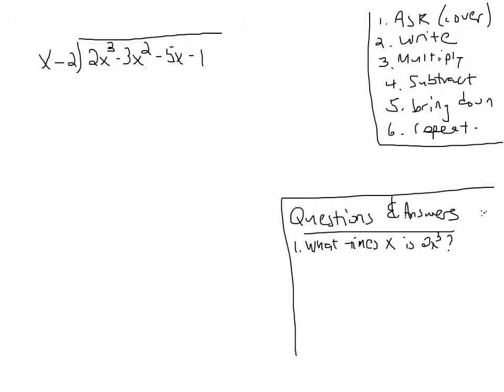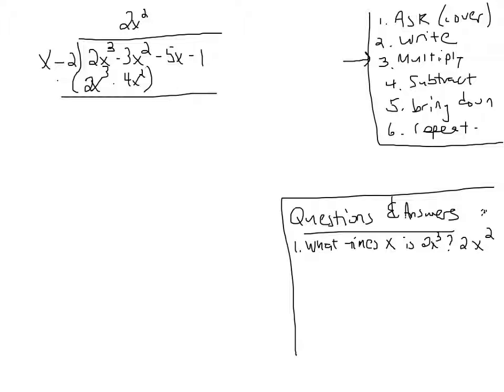So our first question, remember, when we ask the question, we cover up this constant term here, no matter what it is. So the first question is, what times x is 2x to the third? And the answer is 2x squared. That gets written here. And that 2x squared gets multiplied by the divisor. So that's 2x cubed minus 4x squared.